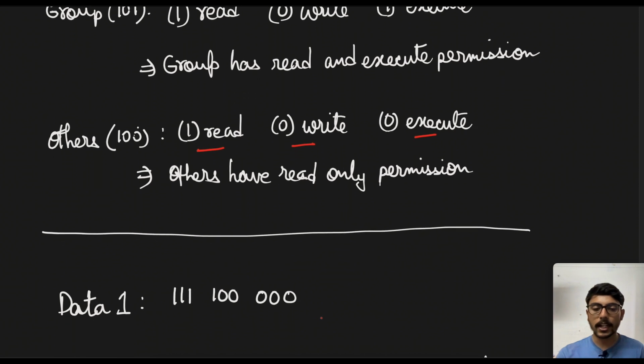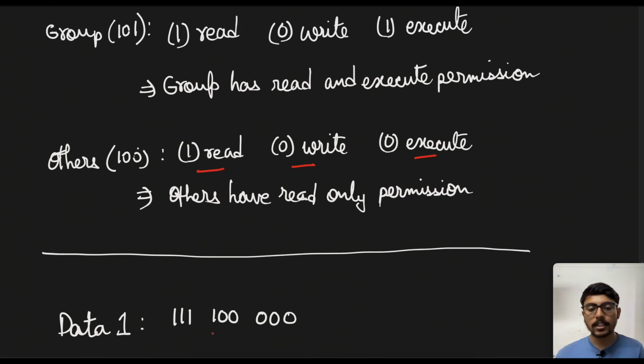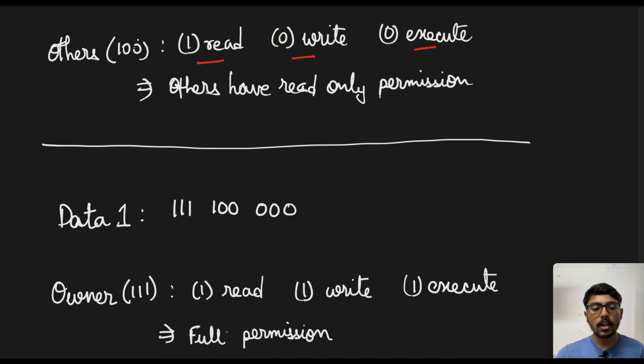Now we come to the data part. In the data part, these are the permission bits that we were given. If we come down, in owner again we enjoy full permission because all the bits are set, meaning everything is granted to the owner, who has full permission.